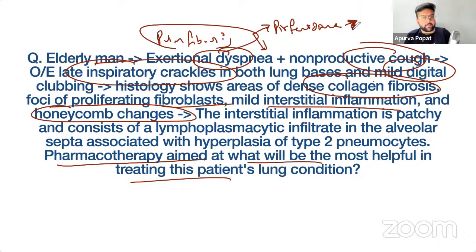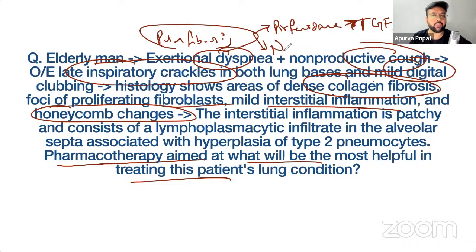Pirfenidone targets what? It inhibits what? Fibroblast proliferation, starting from T: transforming growth factor beta. So pirfenidone inhibits transforming growth factor beta, so you prevent collagen laydown.